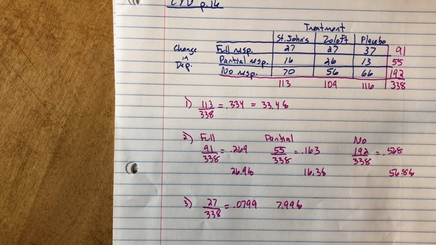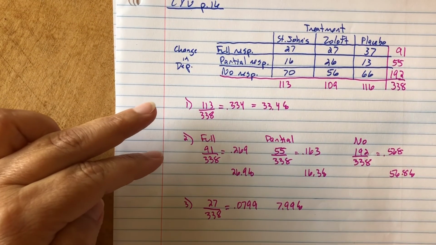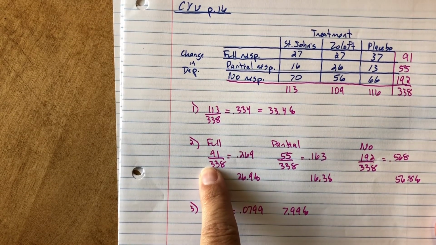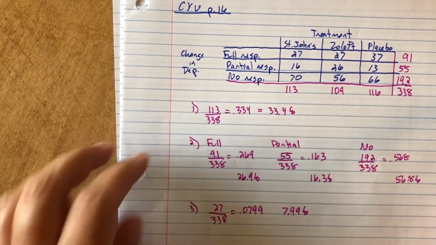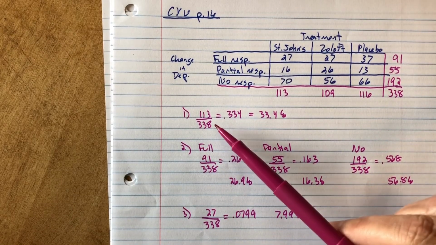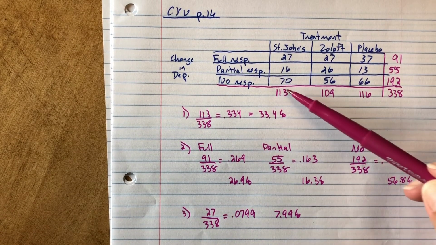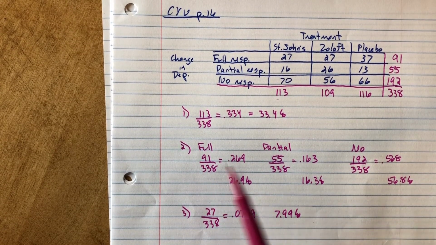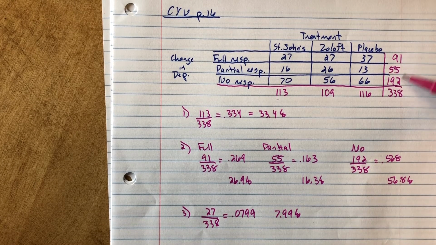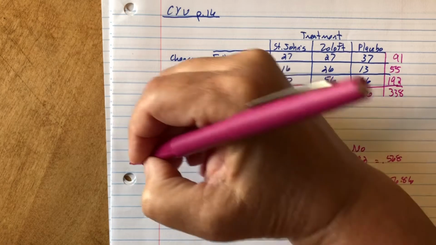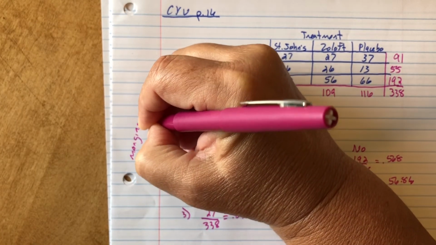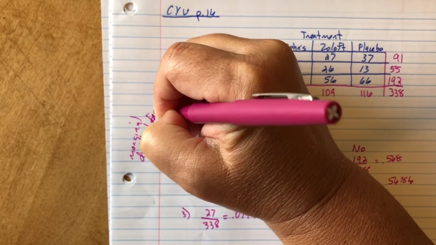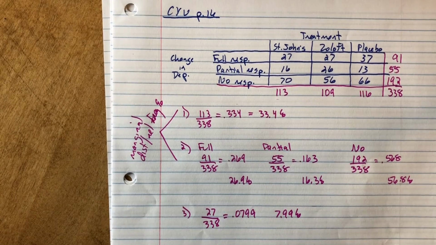Okay, so for these first 2, all I did was mention one variable. This mentioned St. John's wort. For this, all it mentioned was the change in depression. So when I only mention one variable, I'm grabbing numbers from the margin. So when I just mentioned St. John's, I grabbed the total for St. John's from the margin, okay? When I was just looking at the change in depression, I grabbed the totals from the margins over here. So these 2 are marginal distributions, which we turned into relative frequencies, which are simply percentages, okay?